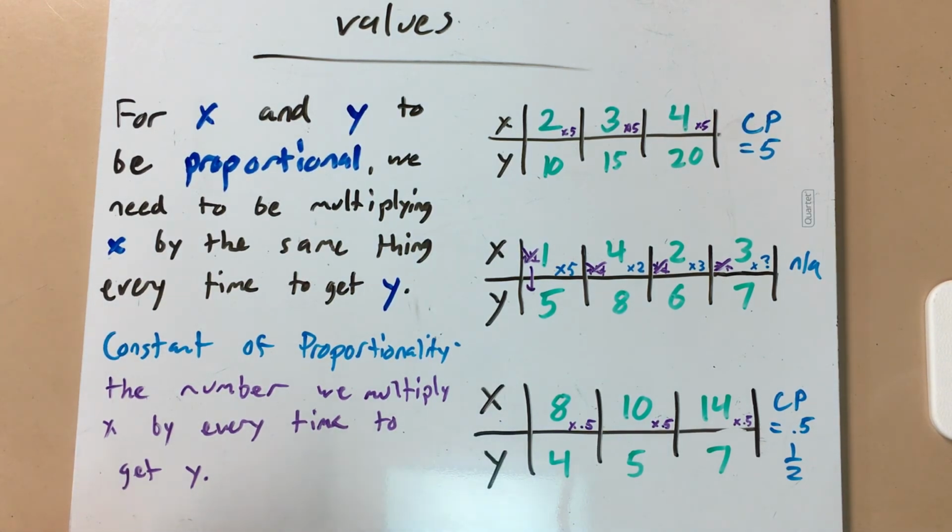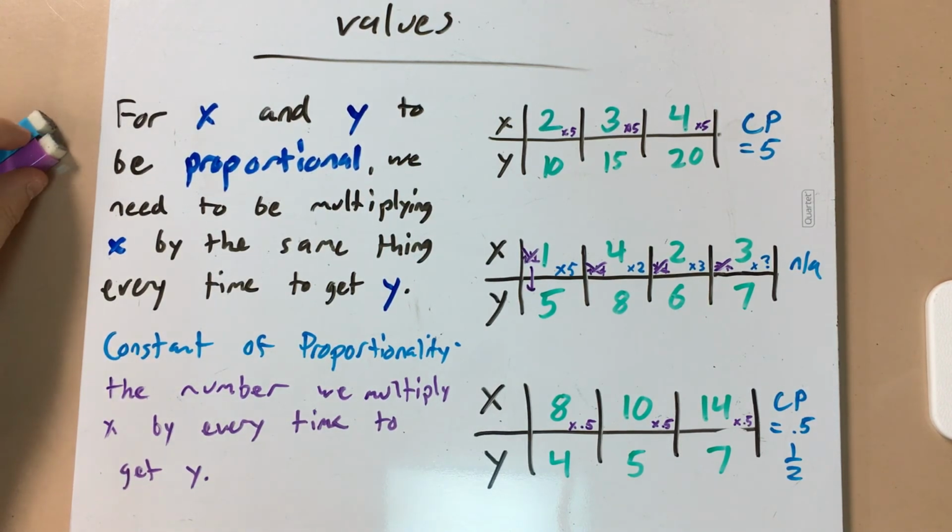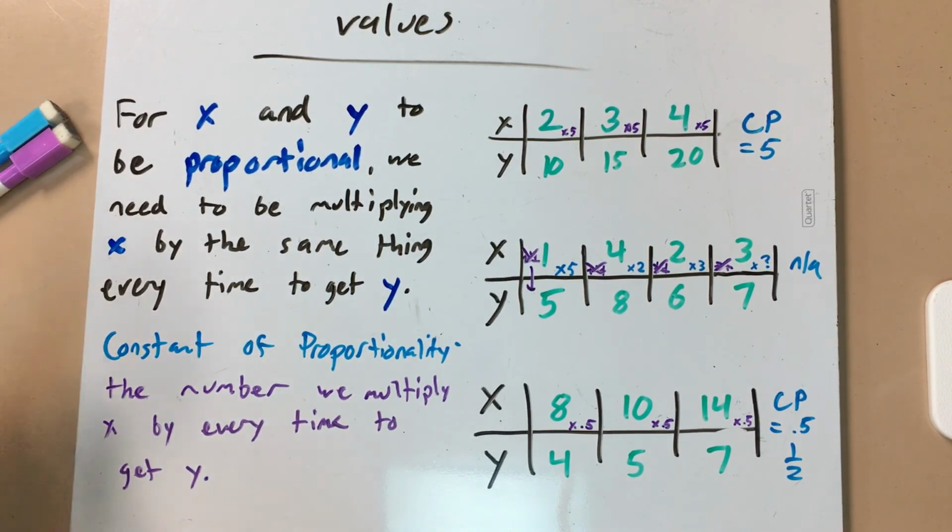But those are the two first basic ideas of proportions, just regular proportions, and then thinking about proportionality in a table of x and y values.